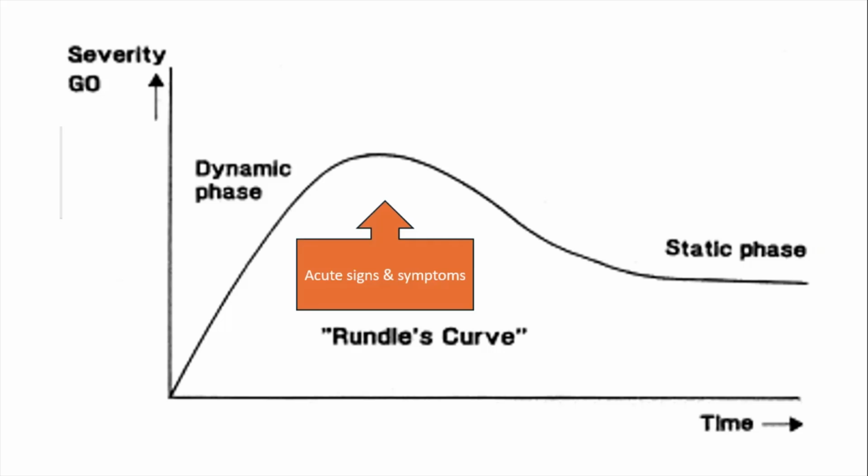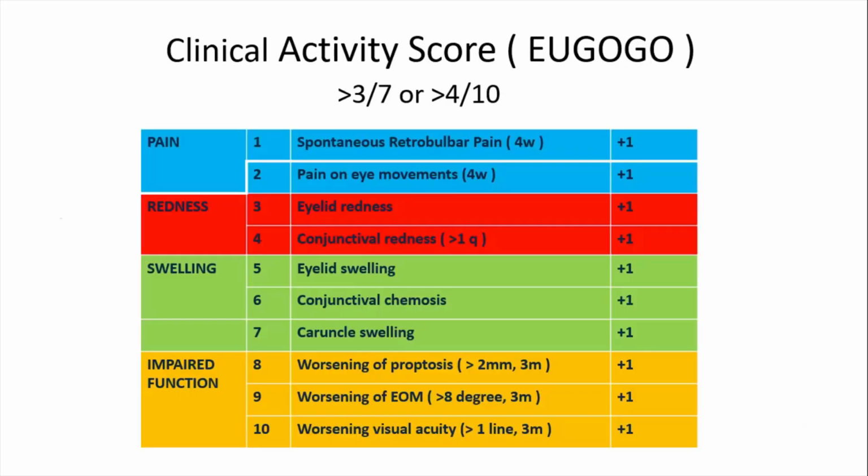So initial dynamic phase where there is acute inflammation and we have acute signs and symptoms. And later we have a static phase where there is no inflammation, only chronic sequelae. So the management depends on both the activity and the severity of the disease. So I should thank Elvadini madam for covering most of my activity score as well as the severity score.